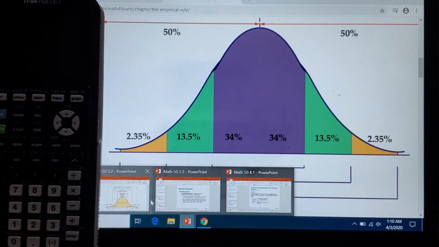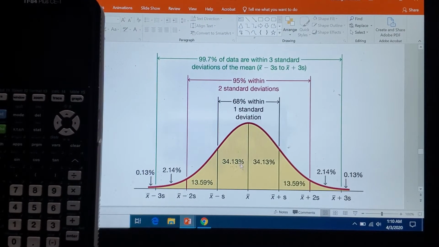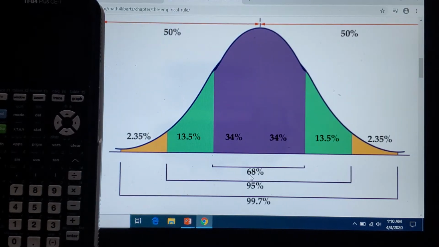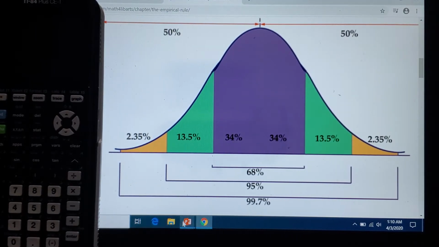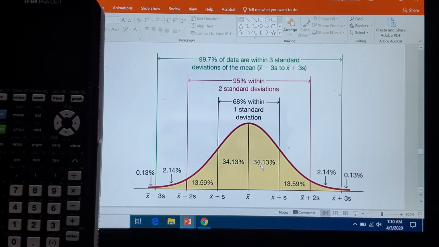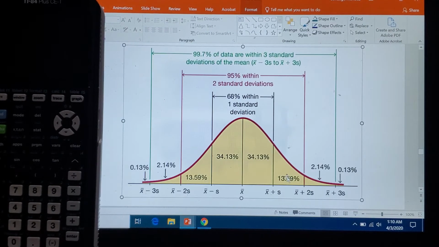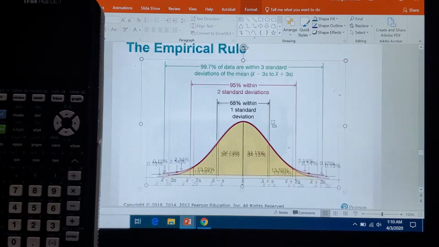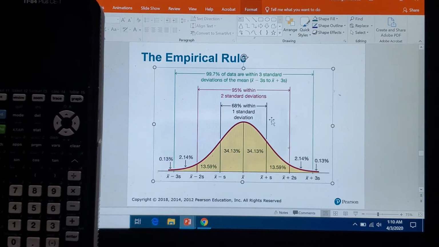So don't forget, you still know these numbers: 68, 95, 99.7. That's the same thing this one is saying. What's deviating here is just these little decimal numbers that they're adding on to it. So don't let that confuse you. Hopefully it doesn't. But this is how the empirical rule works.